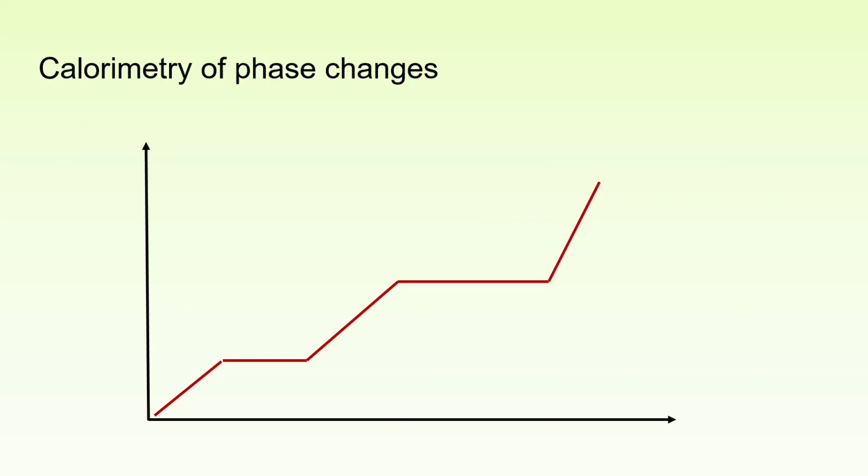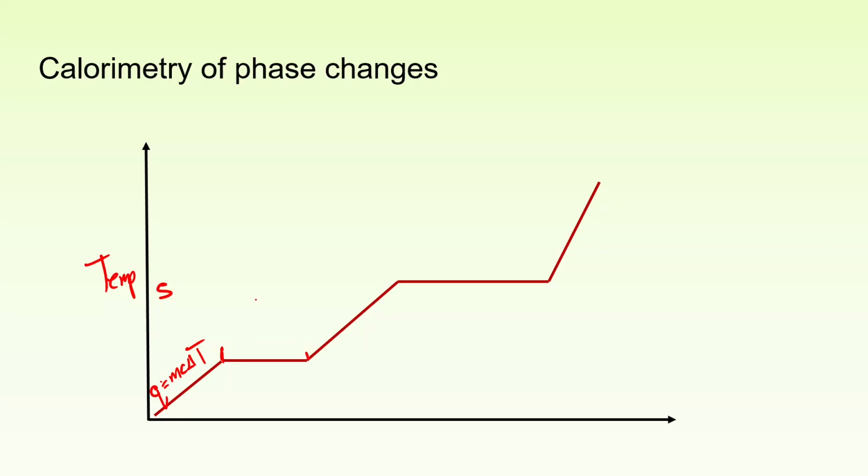So taking a look at this heating curve, when would we use each formula? Well, let's take a look. In this first section, I have only a solid, and it's changing temperature. So in this section right here, if I'm trying to solve for the amount of heat associated with that, I'm going to use the Q equals mC delta T.